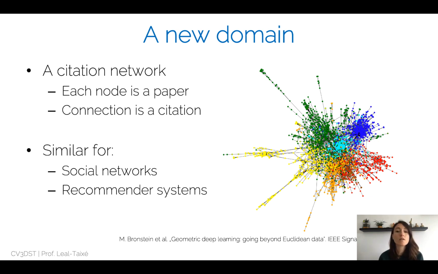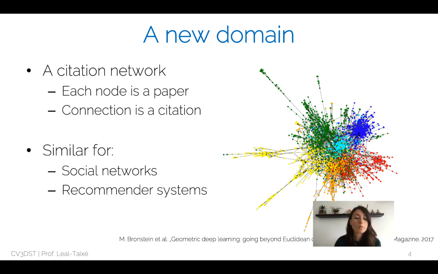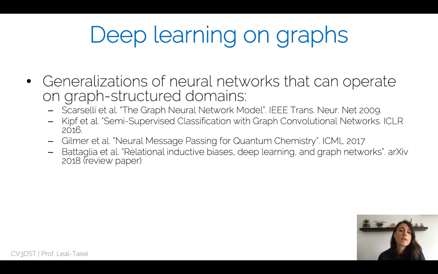And as you can see, these graphs are also irregular, and we cannot readily apply convolutions, for example, on top of these graphs. So if we want to perform any kind of deep learning, if we want to do learning on top of these new domains, on top of point clouds or on top of citation networks, we need to come up with new tools for that. So it turns out that there has been a lot of work on deep learning on graphs, and these are essentially generalizations of neural networks that can operate on these domains that will now have a different structure, that will now have a graph structure.